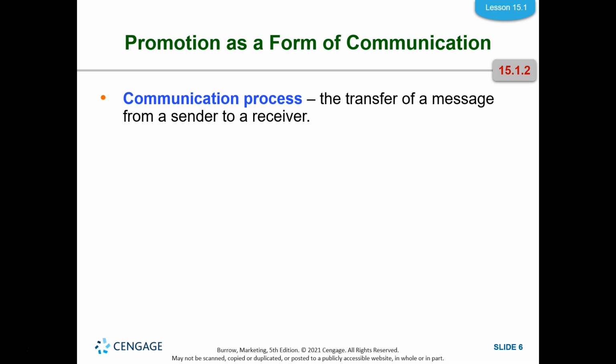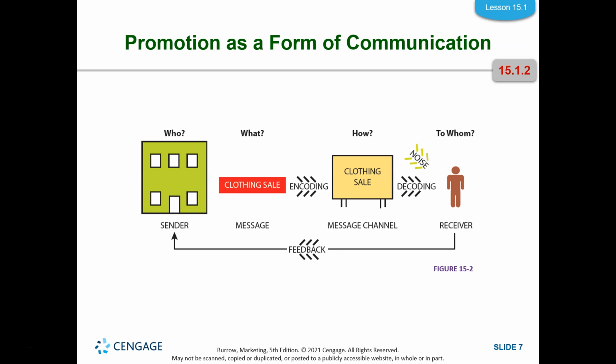In section 15.1.2, which starts on page 421, the definition of communication process is this. Simply, it's the transfer of a message from a sender to a receiver. So here's kind of what the communication process looks like. I know it's something that we don't really think about, we just do. From being children, we just communicate with each other, but there's an actual process on how this works and how people teach us to do it.